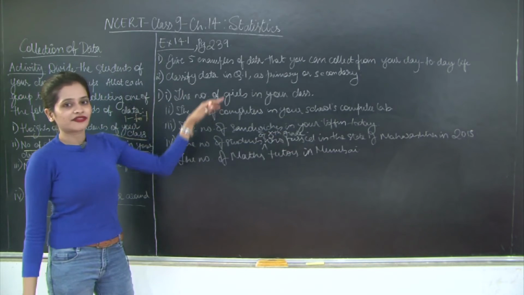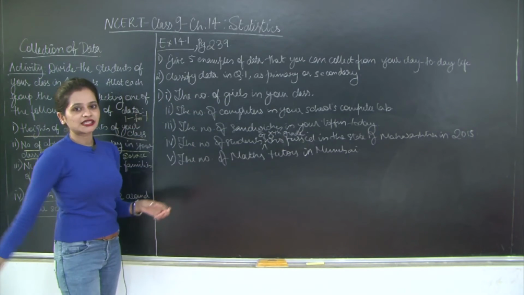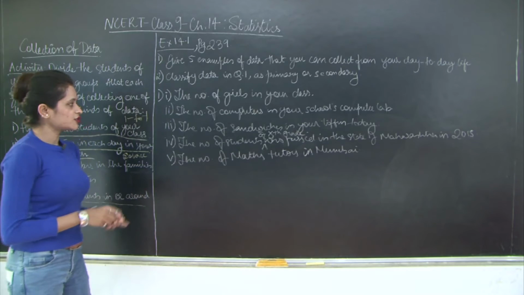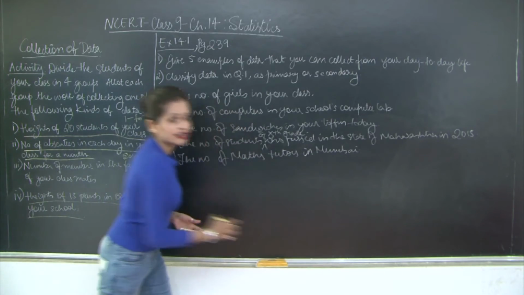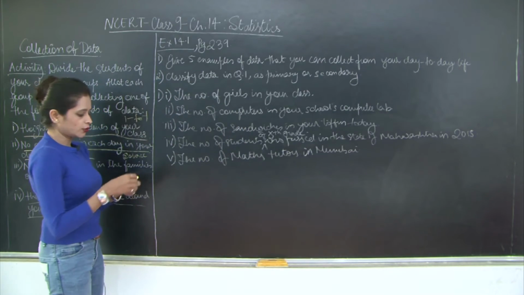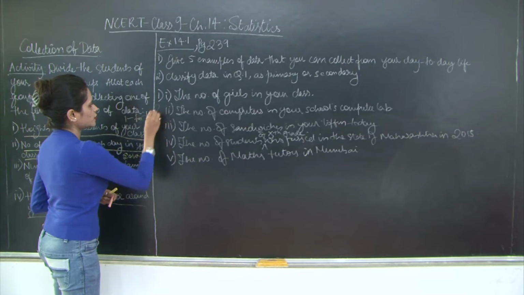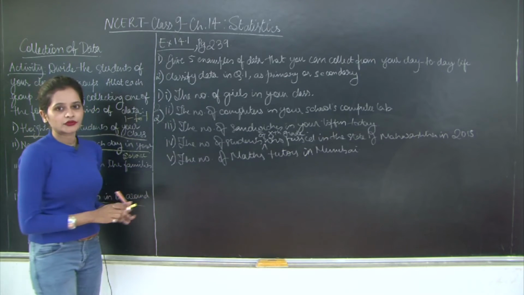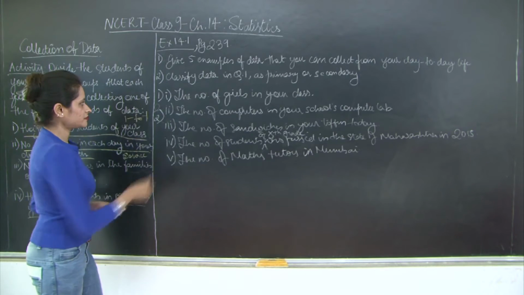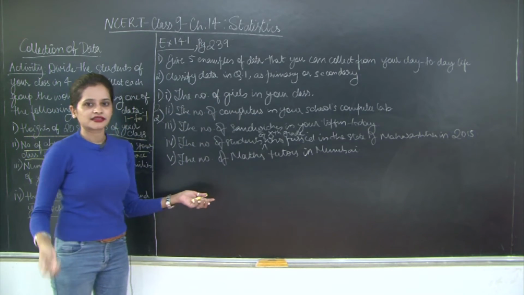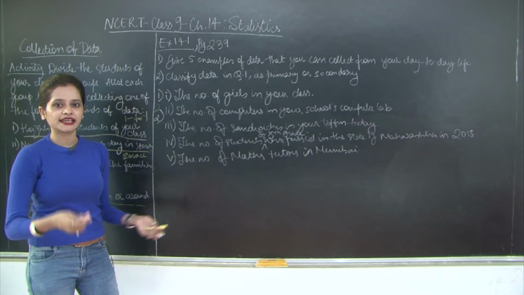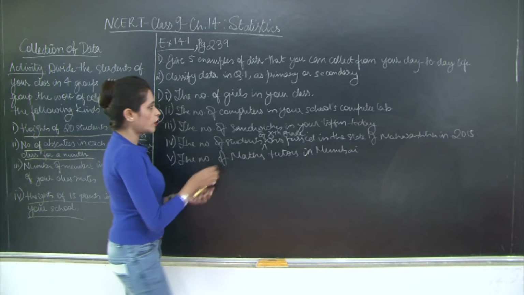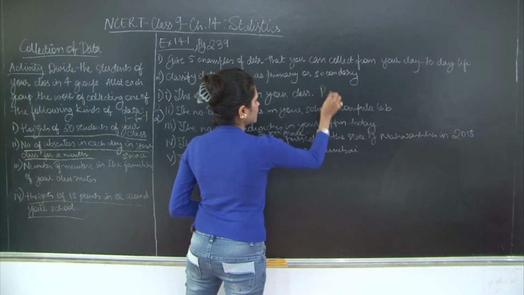Now we need to classify the data in question 1 as primary or secondary data. So I'm just going to mark these here itself. That is, I'm going to combine question 1 and 2. Okay, let's see the first one. The number of girls in your class. Simple to count, you can just do it personally, directly. So this is going to be what? It's going to be primary data.